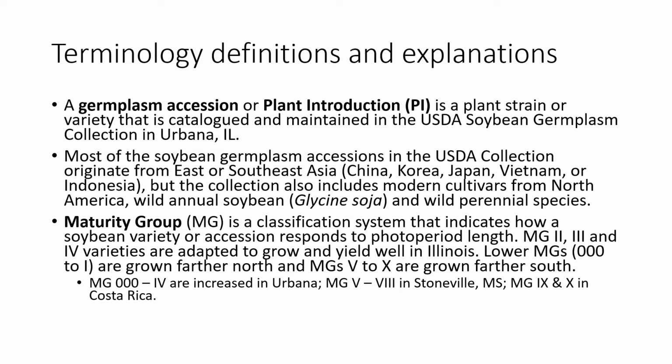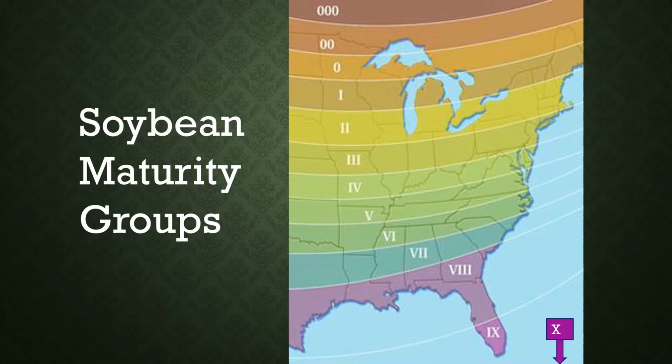Maturity groups 5 to 8 are increased in Stoneville, Mississippi, and maturity groups 9 and 10 are grown in Costa Rica. This diagram shows the approximate latitudes that maturity groups 000 through 9 and even 10 are grown at in North America. And again, you can see that 2s, 3s, and 4s are grown in Illinois.